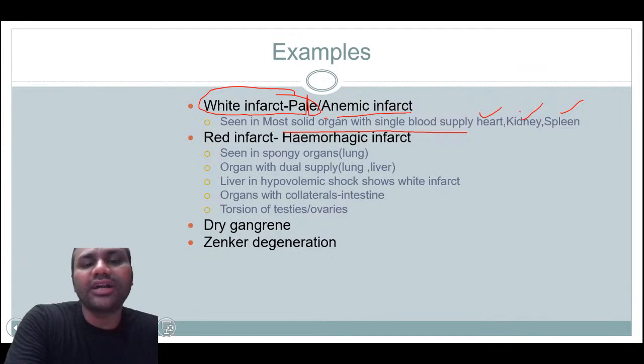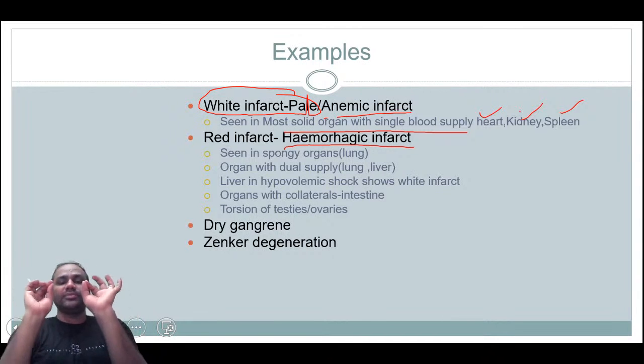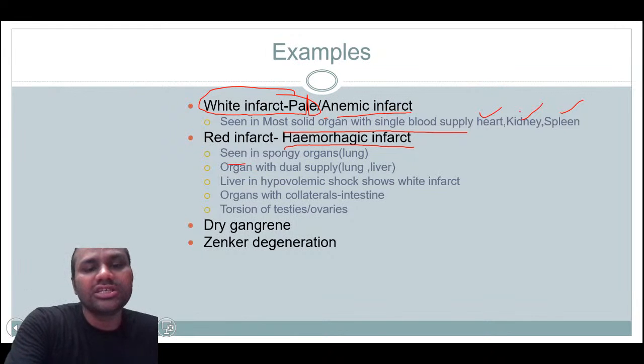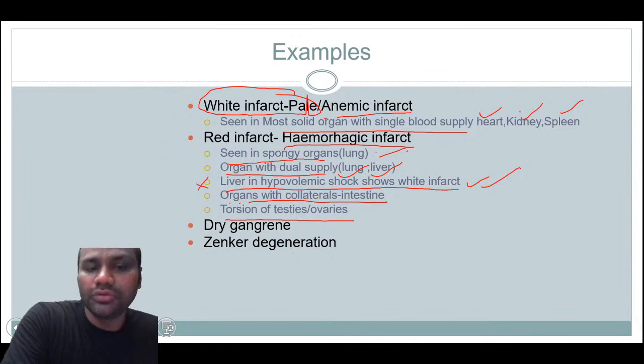Red infarct is mostly hemorrhagic infarct. The infarction will occur, but there is a lot of blood coming from different supply, like seen in spongy organs, lung, or organs with dual supply like lungs and liver. Liver in hypovolemic shock will show white infarct. Remember this. Organs with collaterals like intestines, or torsion of testes and ovaries, all will result in red infarct.